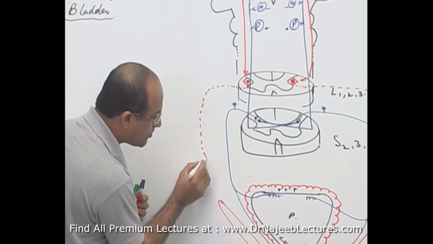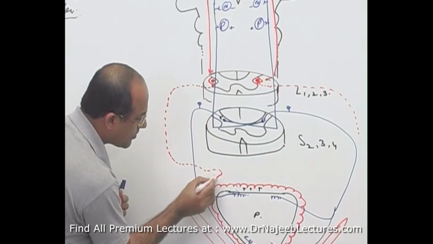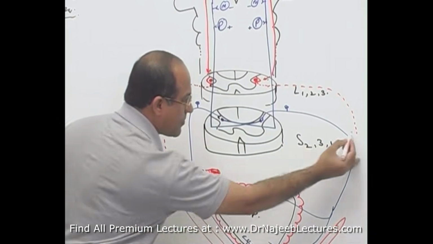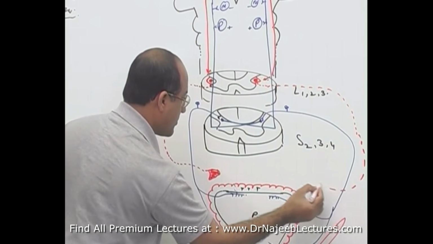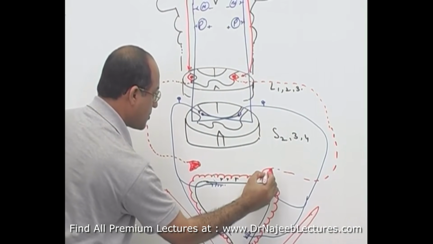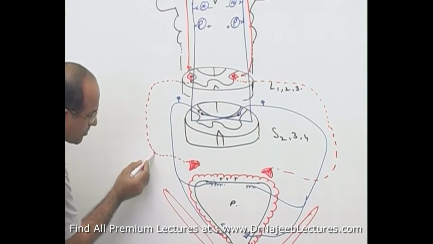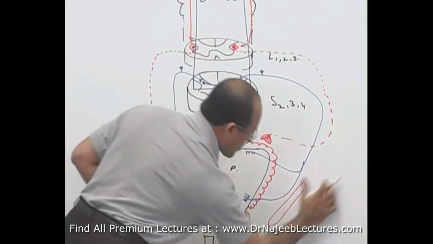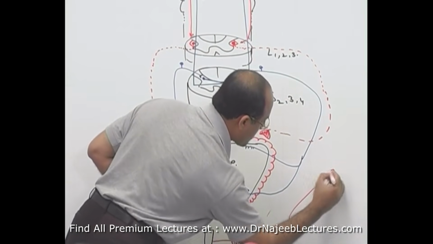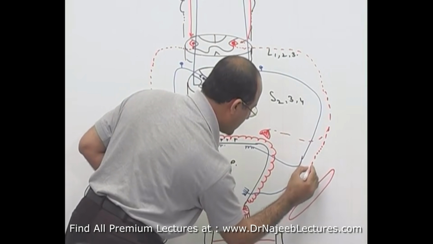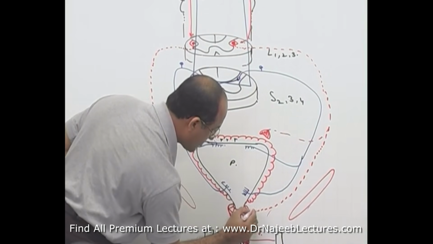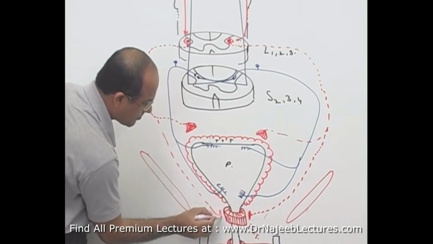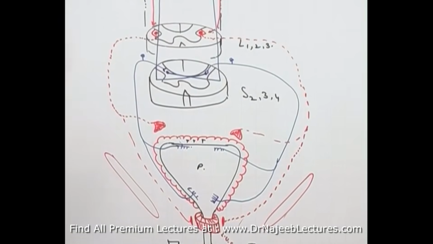Now, what really happens? The sympathetic fibers, number one, they come to the detrusor. And number two, some of the sympathetic fibers will go to the internal sphincter. Now listen carefully.